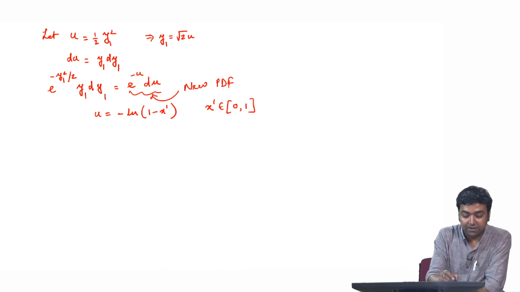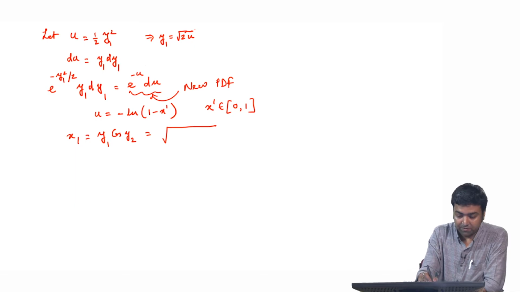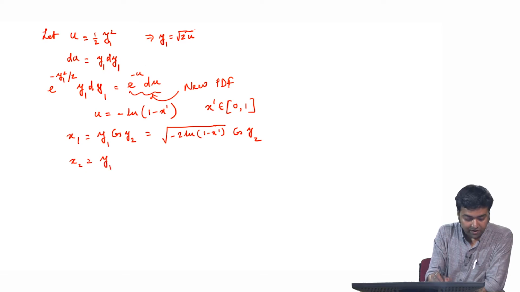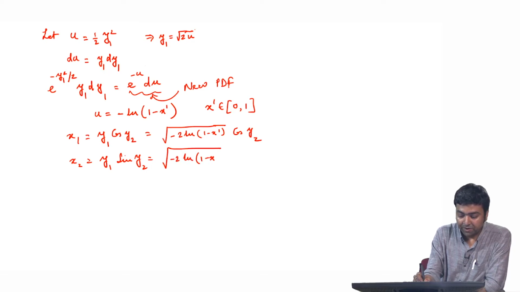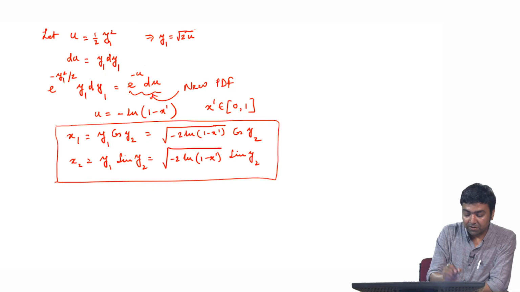So, if I plug in all these things now, what I get is x1, the number which I started off with, is equal to y1 cos y2, and y1 we know is given by root 2u. So, what I need to do is take the log, so it is square root of minus 2 log 1 minus x prime, and then we have cos y2, and similarly x2 is equal to y1 sin y2, which is given by again square root of minus 2 log 1 minus x prime, times sin y2. So, this is how I generate my standard normal distribution random numbers.